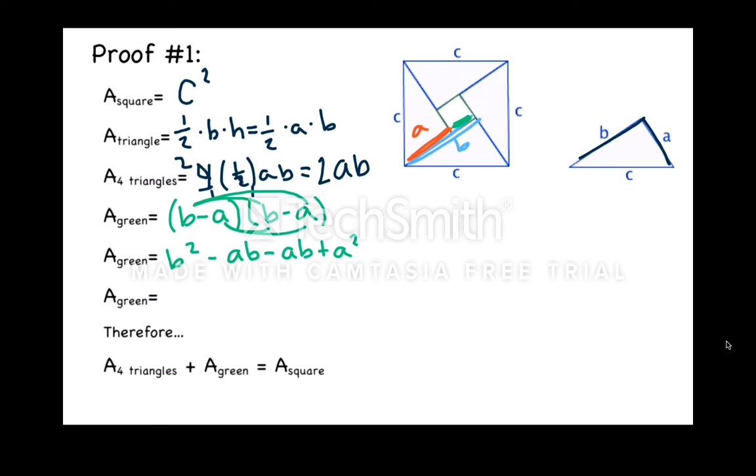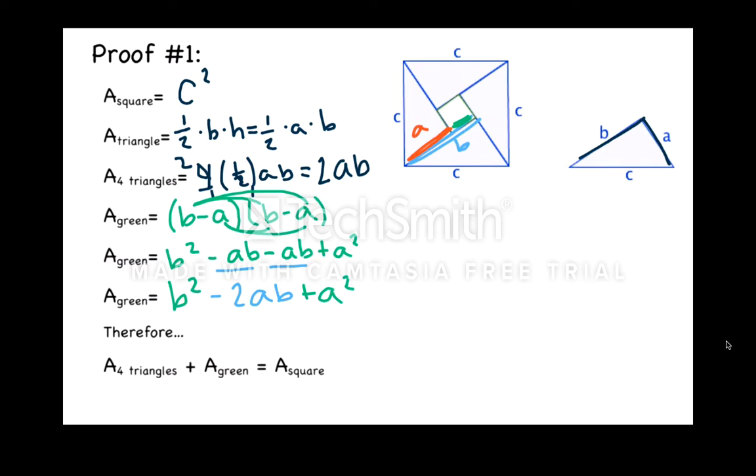So now I can simplify this and combine like terms. b squared is just by itself, so I'm going to bring that down. But I have negative ab and negative ab. Those you can simplify to negative 2ab, and I'm going to bring down that a squared.